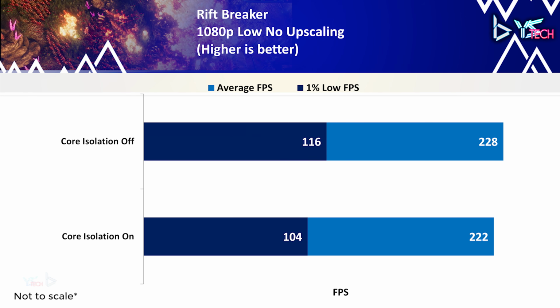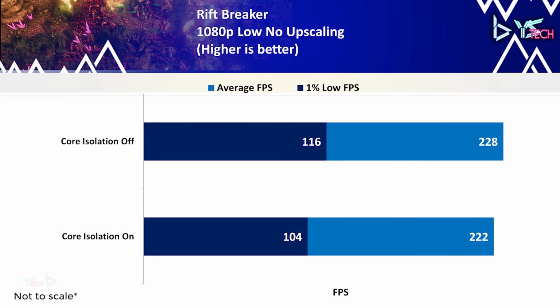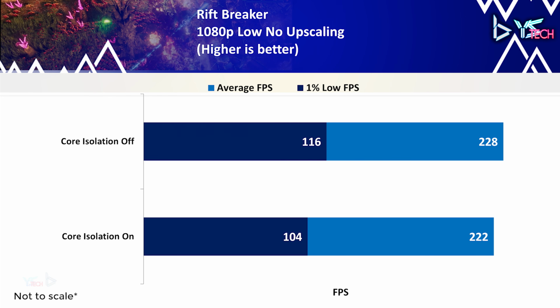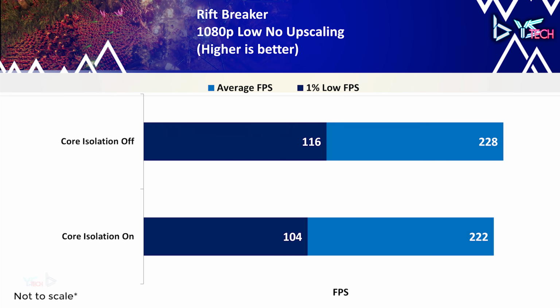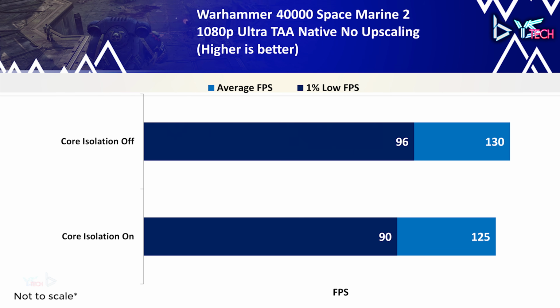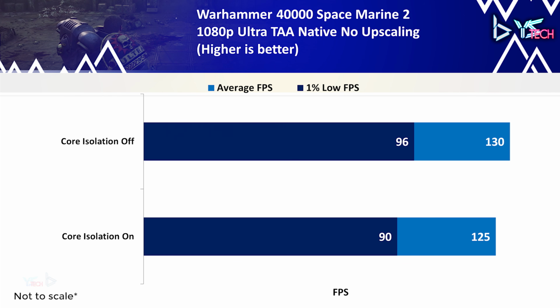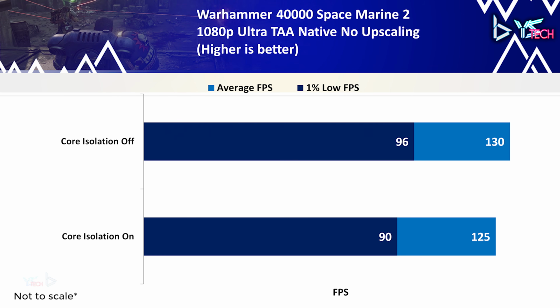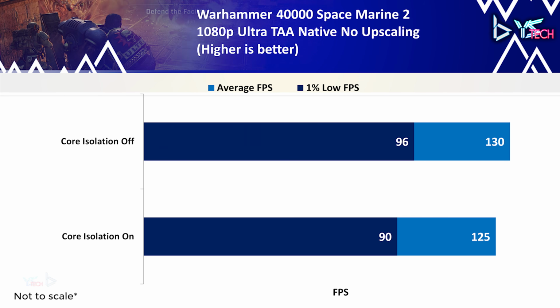While not too big a margin here, as the numbers are a little bit smaller, we can see that there is a bit of a favor when core isolation is off. Our last game here is Warhammer 40k Space Marine 2. We can see here that there was a difference of just 5 FPS on average FPS and a difference of 6 FPS for 1% lows. As a whole, we can see there's a bit of a difference between when core isolation was on and off.